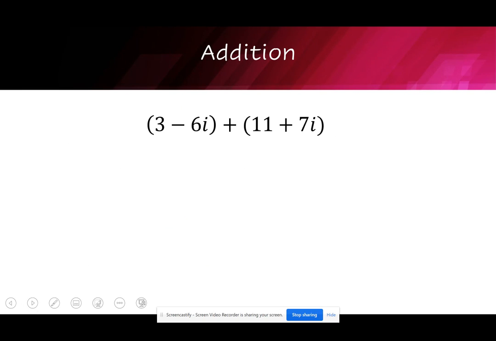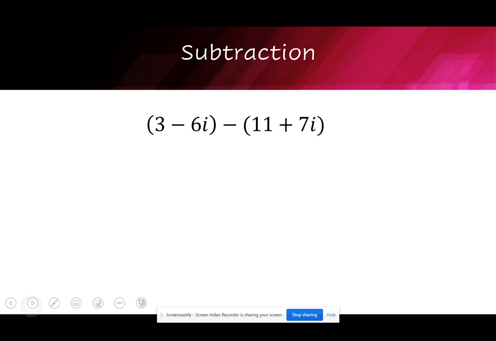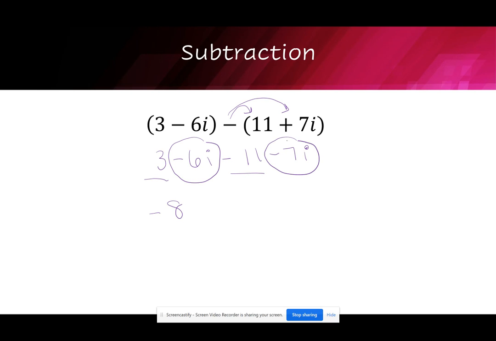So for example, addition, we combine like terms. So we have 3 plus 11 gives us 14. Negative 6i plus 7i is plus 1i. And you always write it as a plus bi, so your i term is second. Subtraction, distribute your negative 1. 3 minus 6i minus 11 minus 7i. And then combine like terms. 3 minus 11 is negative 8. Negative 6i minus 7i is negative 13i.